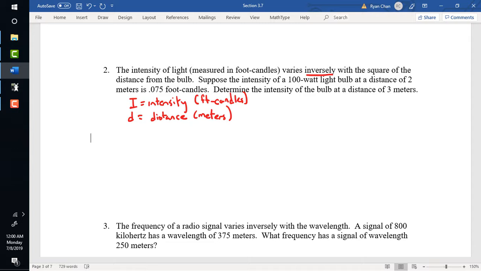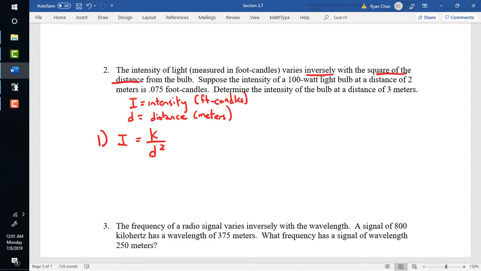So notice it says, intensity of light varies inversely with the distance of the bulb. So inversely, you'll say I is equal to K over, now we're going to be careful, we're going to do D squared because it says square of the distance, okay? So square of the distance will be squared. If it's cube of the distance, it'll be like D cubed, okay?